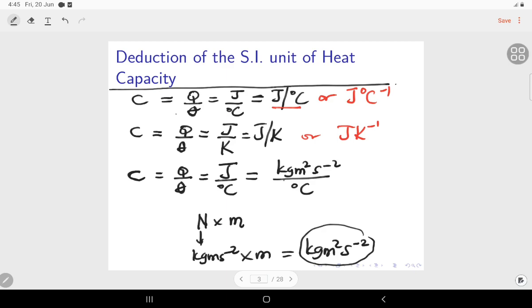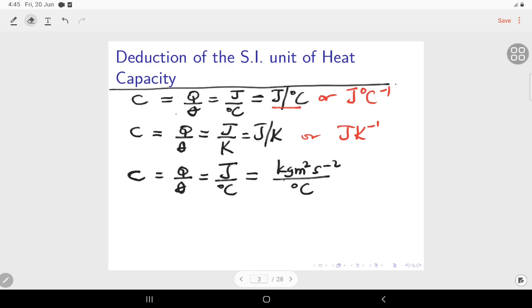All right. So I can fix this one here, as you can see I have done there. And when I simplify this, I end up getting kilogram meter squared.